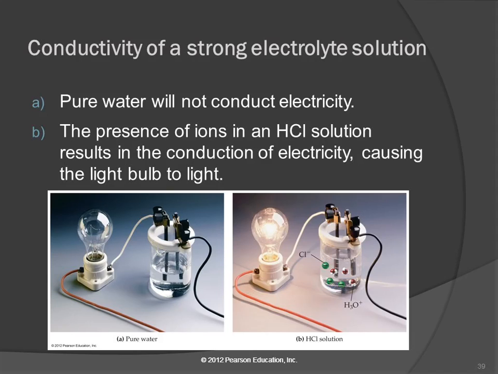And we did a demonstration of this in lab last week. Here is a conductivity apparatus with the electrodes submerged in pure water, and this is attached to an outlet, and the light bulb does not go on because pure water doesn't conduct electricity. There are no ions or charged species to carry the current. If you put hydrochloric acid into this water, now you have hydronium ions and chloride ions, and they will carry the charge, and this is a strong electrolyte, and the light bulb goes on.